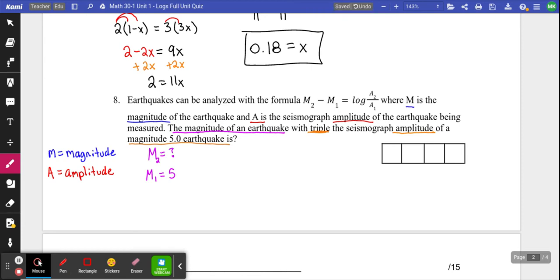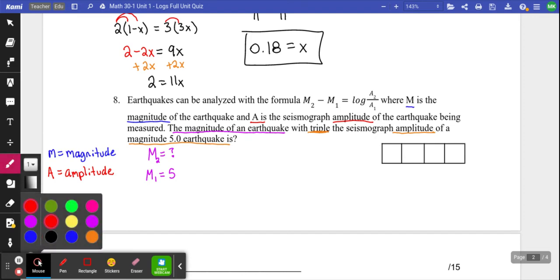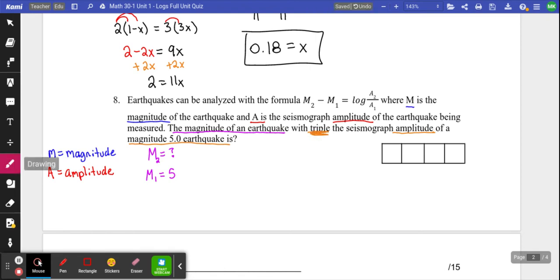The other one I'm going to call M1. You technically could do it in reverse, but this is probably the better way to go because you're talking about the second earthquake, right? Like the magnitude of an earthquake in comparison to the first earthquake, which is magnitude 5. That's good, but then they don't give you any A values, right? They don't say what A actually is. They just say that it's triple. Okay, so what they're saying is that A2 is 3 times A1.